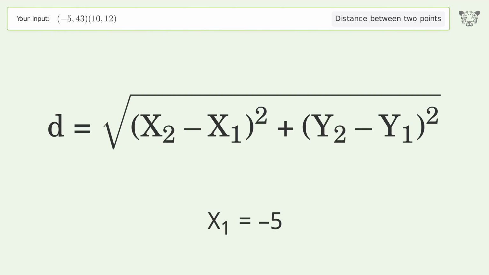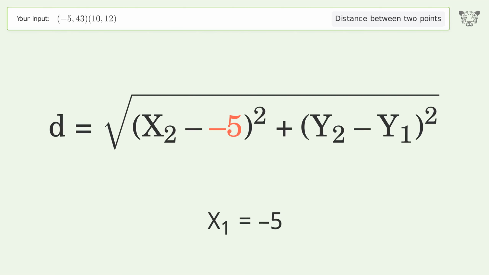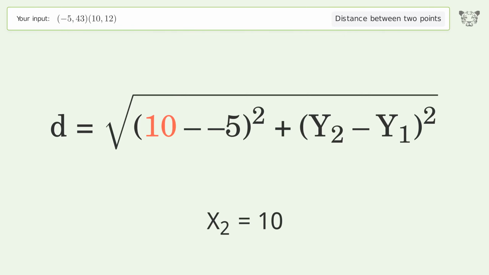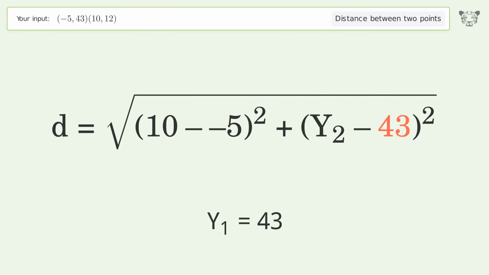x1 equals -5. x2 equals 10. y1 equals 43. y2 equals 12.